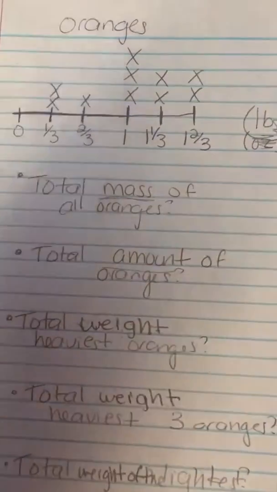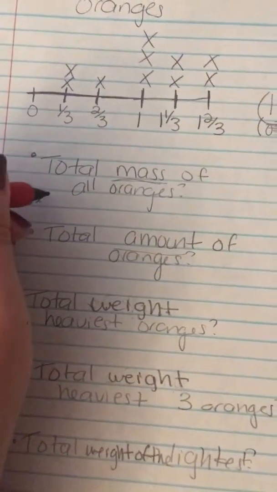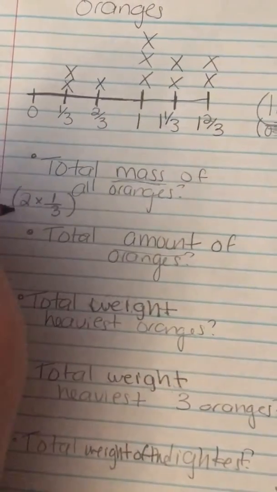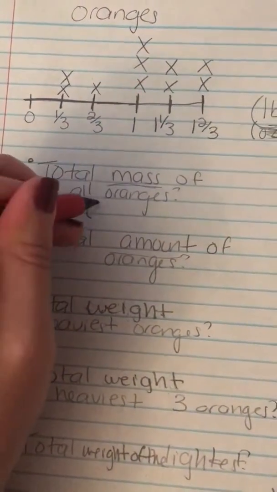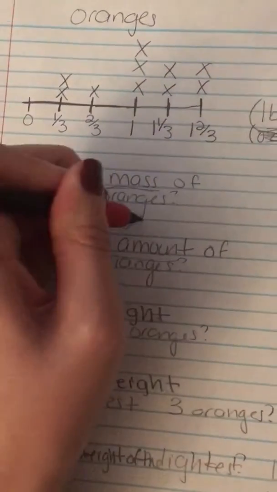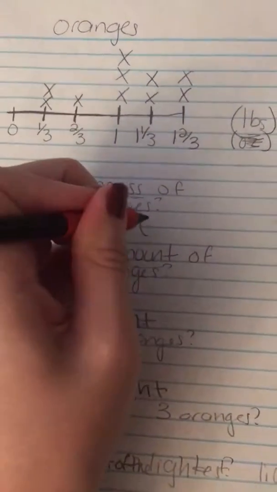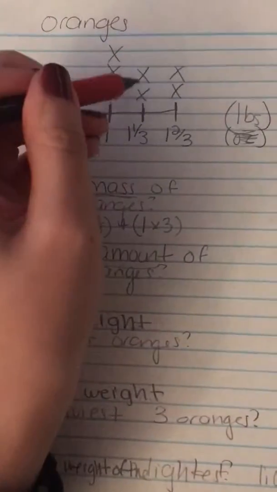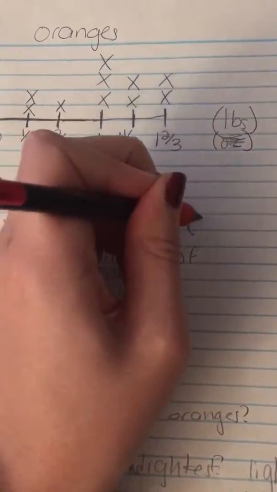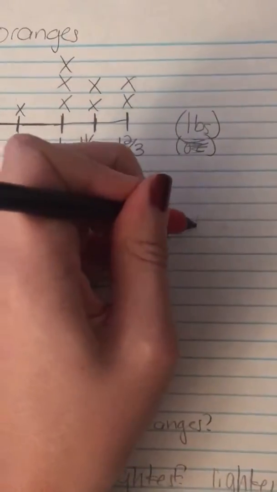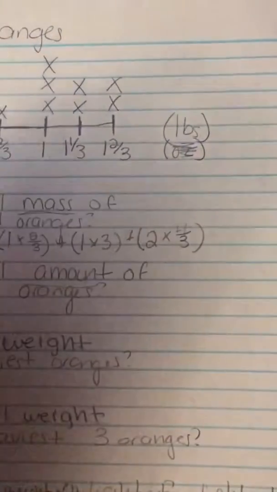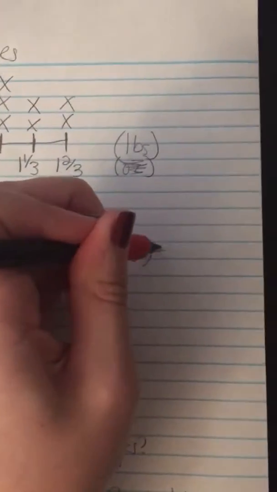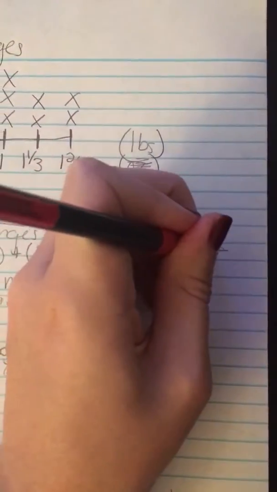So I have 2 times, or sorry, 2 oranges at 1/3. Plus 1 2/3. Plus 3 of my oranges that weigh 1 pound. Plus 2 of my oranges that weigh 1 1/3, which is 4/3. Plus 2 more oranges that weigh 5/3, which is 1 2/3. Okay, so that right there is how you solve that.